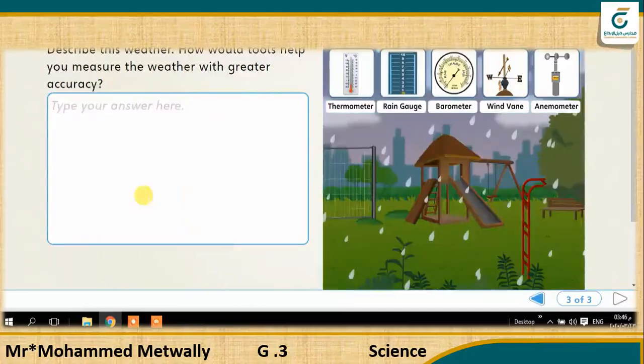In this activity, I will let you answer these questions after studying and repeating the video again. To describe this weather, how would tools help you measure the weather with greater accuracy? Here we have a thermometer, rain gauge, barometer, wind vane, anemometer. So you can use these tools to answer this question in detail, please. I will let you answer this and send it to me on WhatsApp, inshallah.